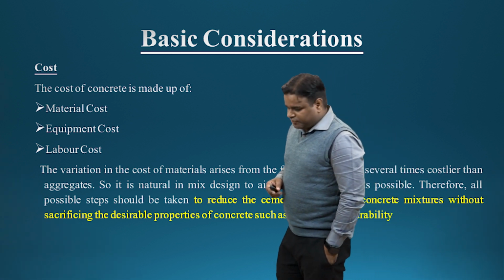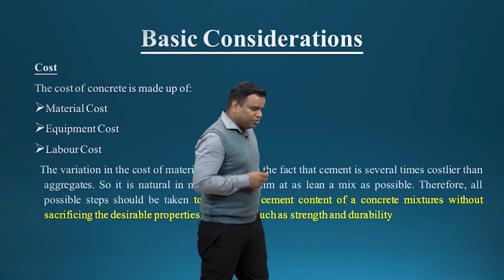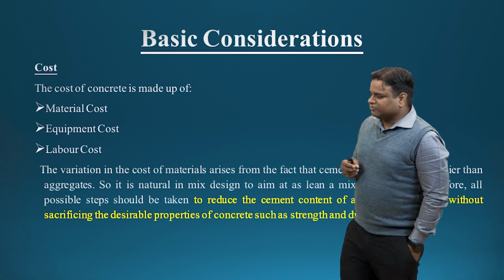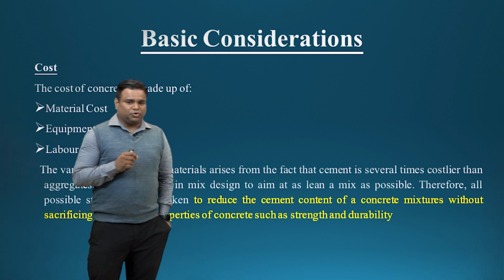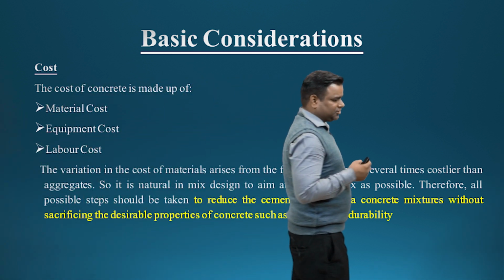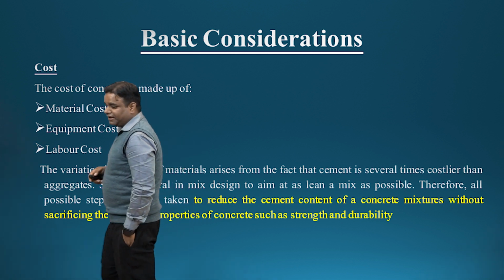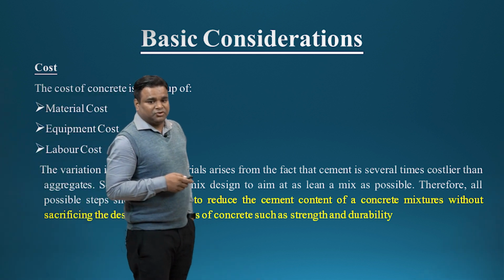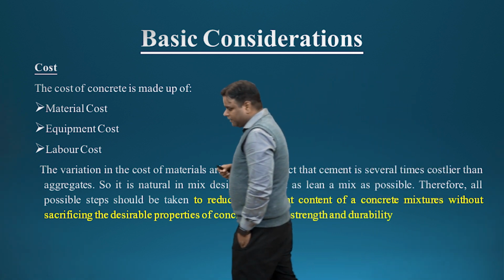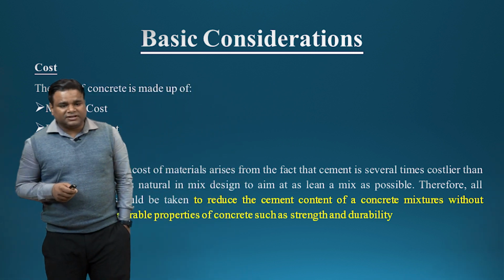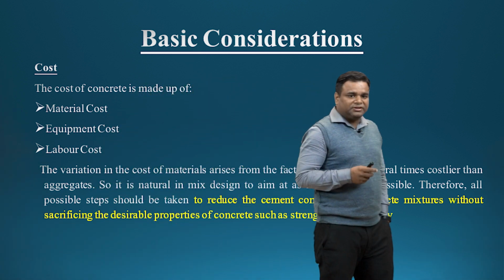So cost. Basically the cost of the concrete comprises three parts: material cost, equipment cost, and labor cost. In material cost, we have seen that cement is very costly, so we have to use cement very lean. Because cement is very costly as compared to the other constituents of the concrete, such as coarse aggregate, fine aggregate, and other materials. Therefore all possible steps should be taken to reduce the cement content of a concrete mix without sacrificing the desired properties of the concrete, such as strength and durability. So we have to see the material cost.